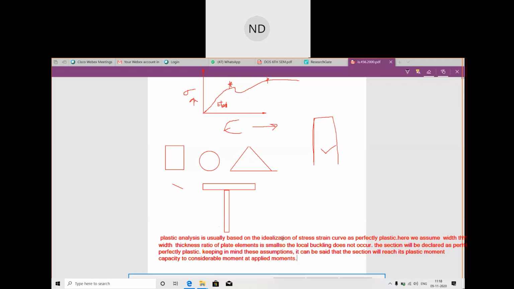Okay. I think I have to remove this annotation, so this will get removed now. Okay.